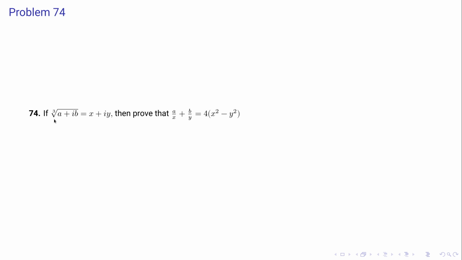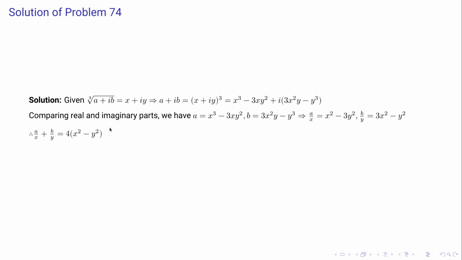Problem 74 says that if cube root of a plus ib is equal to x plus iy, then prove that a by x plus b by y is equal to 4 into x square minus y square. So we have been given that cube root of a plus ib is equal to x plus iy, so we cube both sides. We get a plus ib is equal to x plus iy whole cube. Now you expand this, you will get x cube minus 3xy square plus i into 3x square y minus y cube.